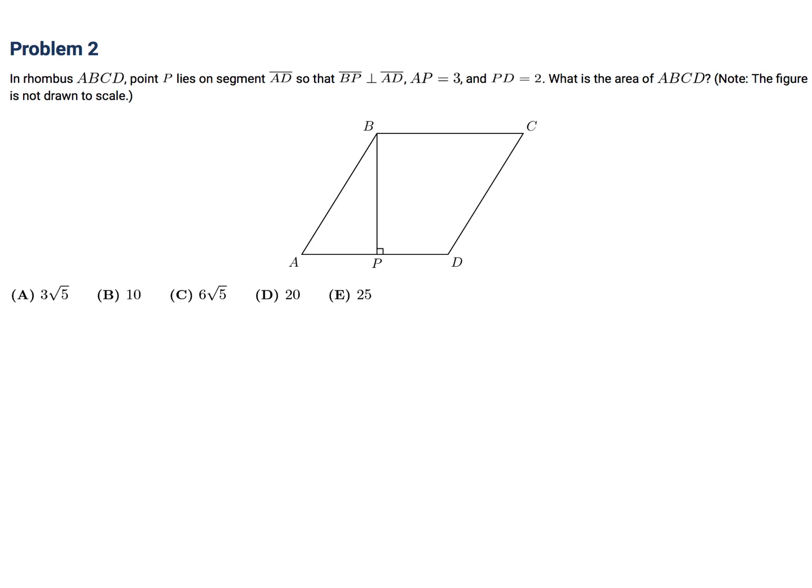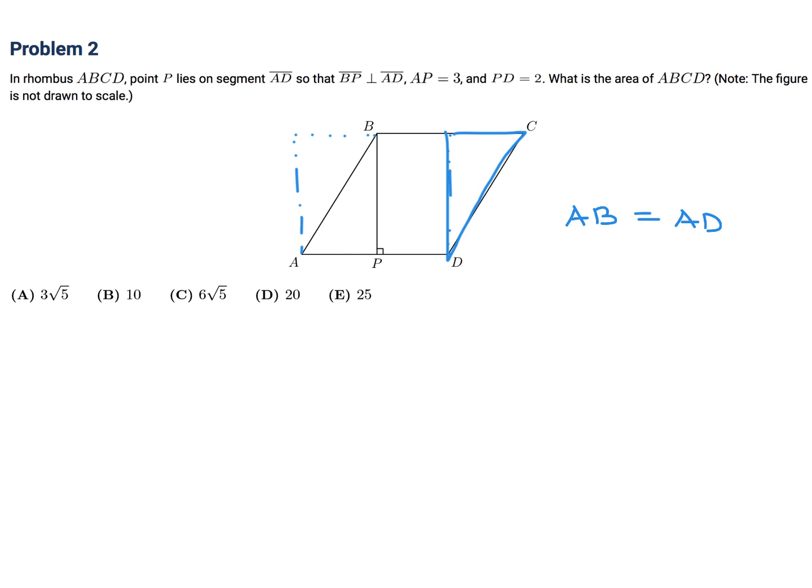In a rhombus ABCD, point P lies on the segment AD, such that BP is perpendicular to AD. AP is 3, PD is 2. What is the area of ABCD? All right. So because it's a rhombus, we know that AB is equal to AD by definition. There are several ways of doing this, but I'm just going to make this little dashed line like that, and then I'll place that piece over here on that side so it fits this piece here.